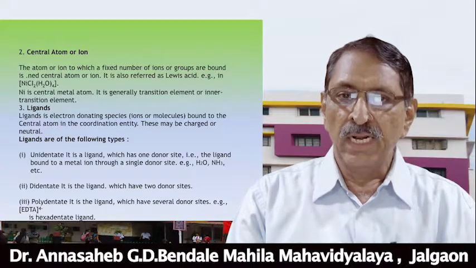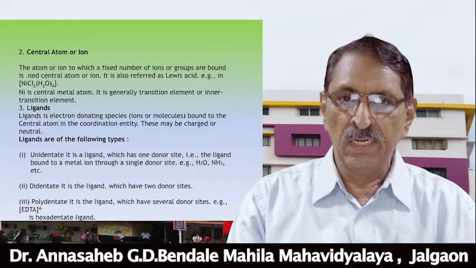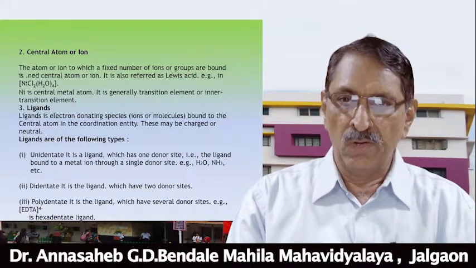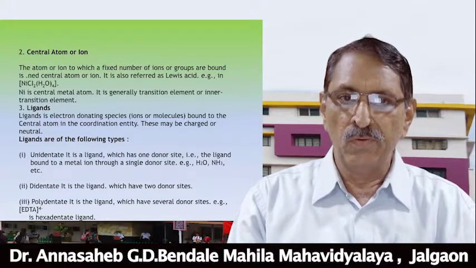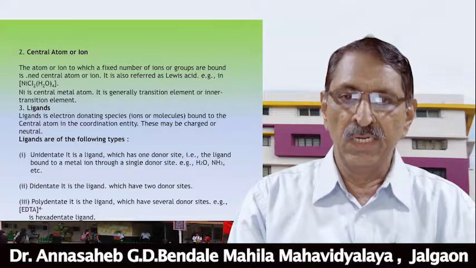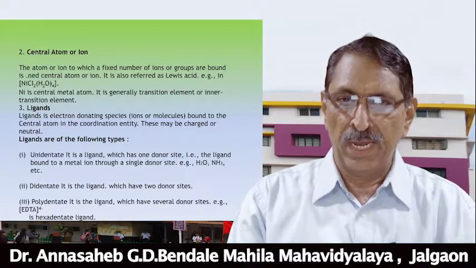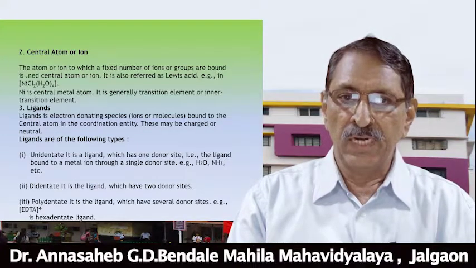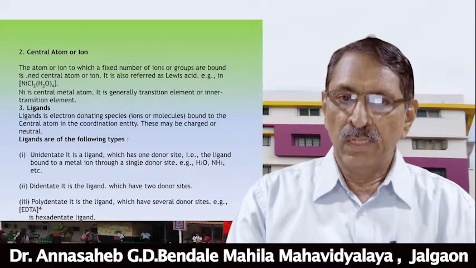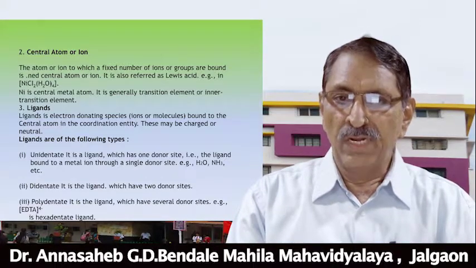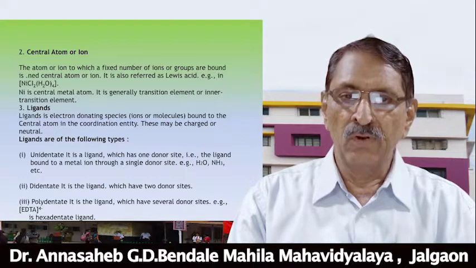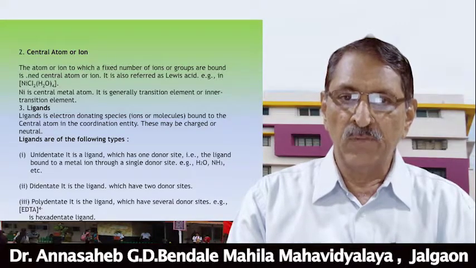A ligand is an electron donating species, either an ion or a molecule, bound to the central atom in the coordination entity, that is, in a coordination complex ion. These may be charged or neutral, and ligands are of different types. So now we are going to discuss the different types of ligands.